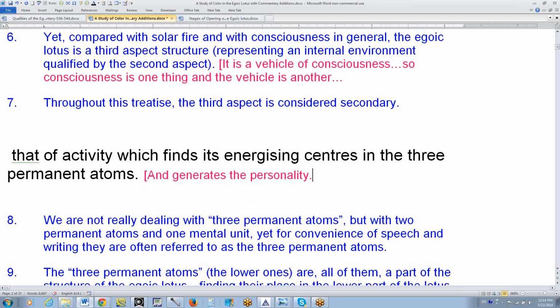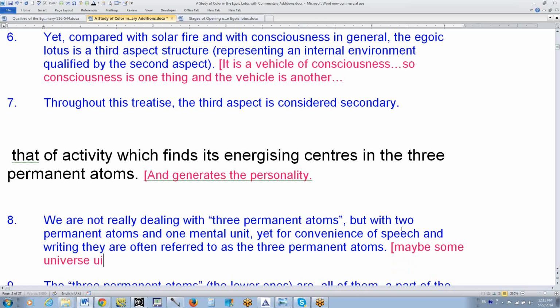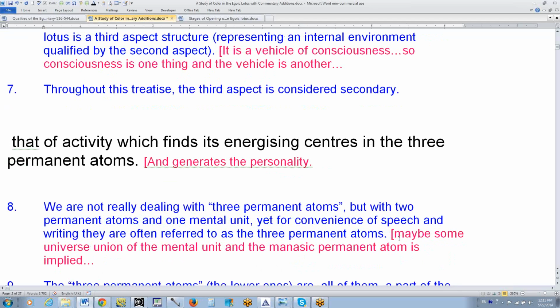We are not dealing so much here with the three permanent atoms, or really the members of the atomic triangle, but with two permanent atoms and one mental unit, yet for convenience of speech and writing, they are often referred to as the three permanent atoms, maybe some union of the mental unit and the monadic permanent atom is implied. It seems that they should be getting together because they have a 3 and a 4, which would make a 7. And that would cover, within the dense physical vehicle of the solar logos, all the three levels, 3 sevens.